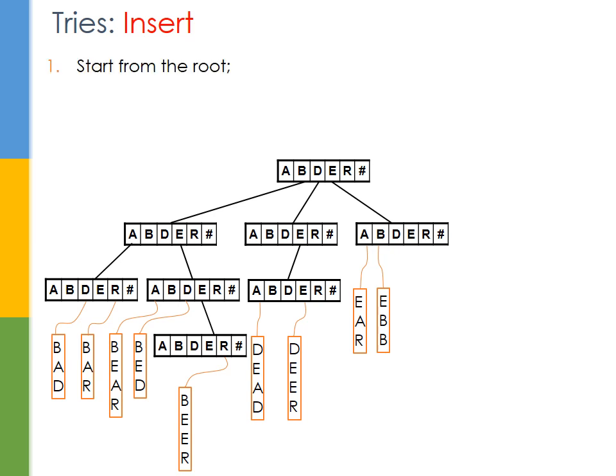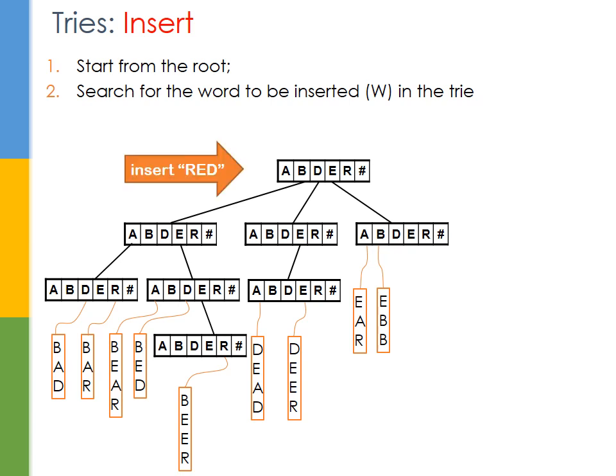How do you insert? First of all, you obviously start at the root. Let's say you are given some key and you want to make sure that this new word is actually added to your dictionary. We're going to search for that word. And essentially, we're going to search until either we find a leaf node or we find null. Let's search for the word red.